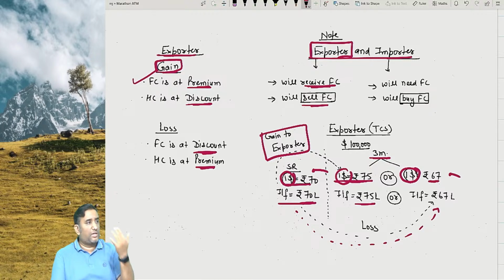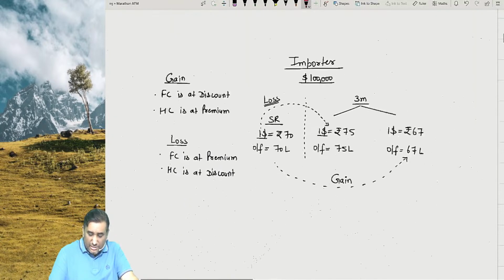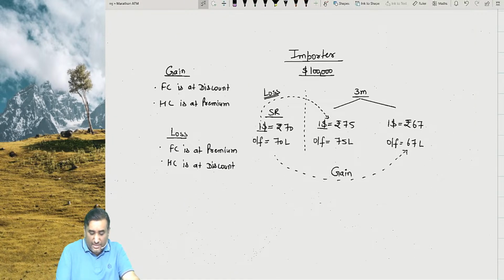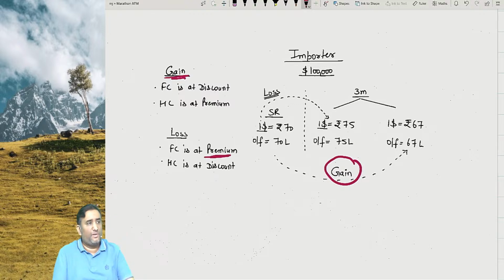Similarly, if it was an importer case, $1 is 70, and he will need foreign currency, so he will buy foreign currency. If he buys at 70, it's 70 lakh rupees. If the rate becomes 75, he'll be buying at what? 75. That means if the foreign currency is at a premium, it's a loss for the importer. So in this case, the gain would be foreign currency at a discount. This is a gaining position for him. And loss would be foreign currency at a premium.